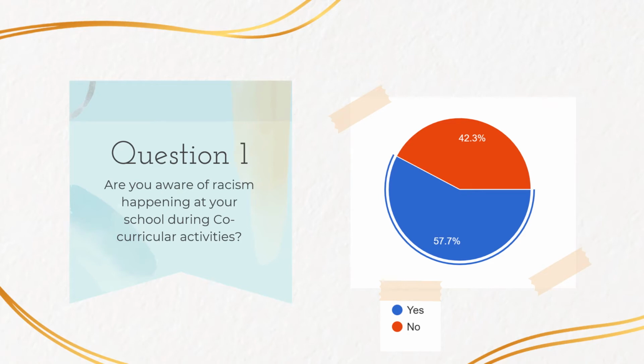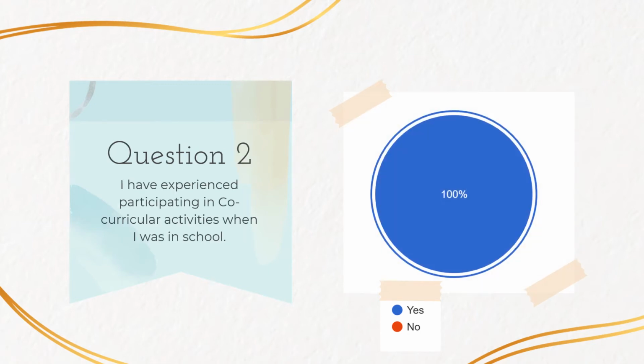answers in the survey. The second question of this section is, I have experience participating in co-curricular activities when I was in school, and as expected, all 26 respondents answered yes. This is because co-curricular activities are compulsory for the students in Malaysian schools, as it is a part of the supplementary activities of teaching and learning process based on the Malaysia Education Blueprint. Therefore, the findings for this question is as expected.